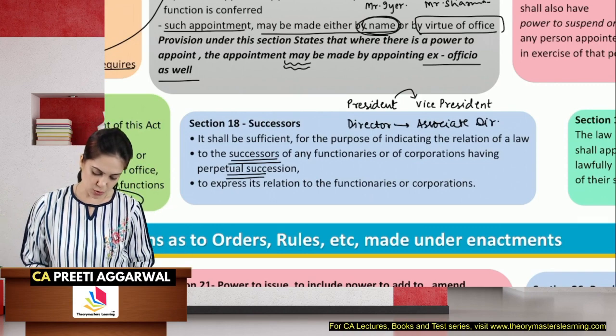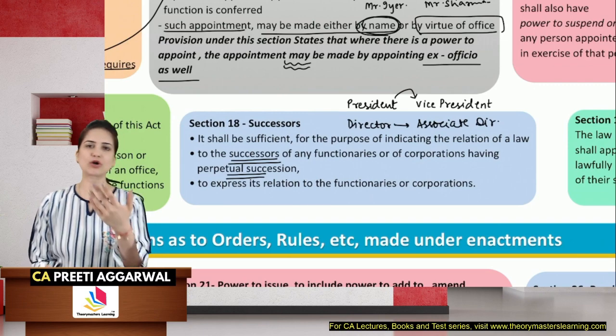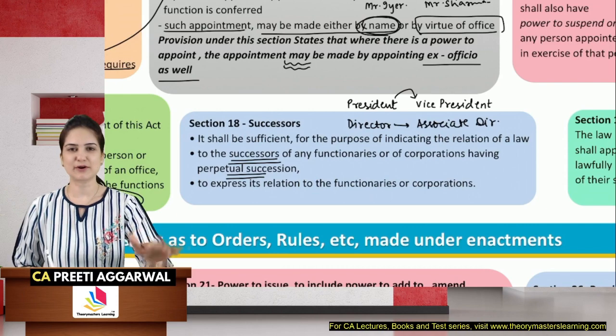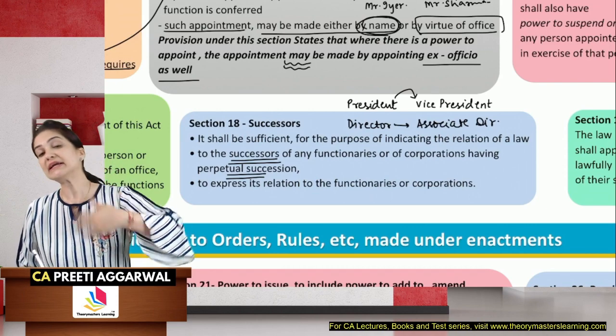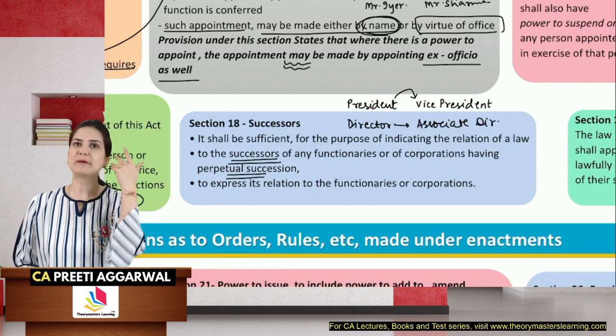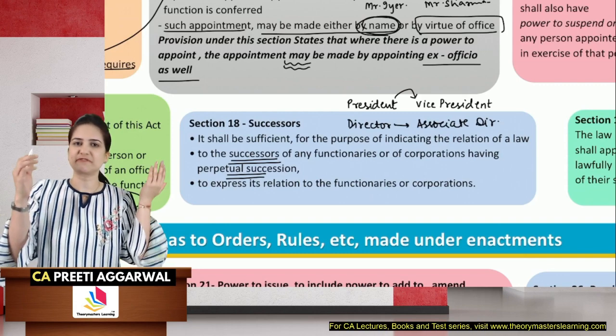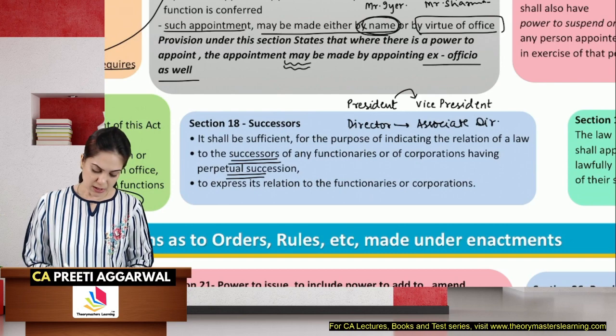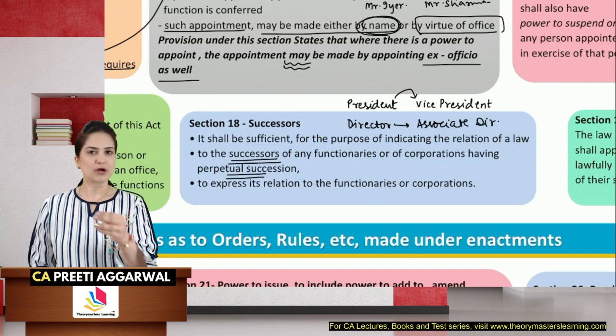Or in case of corporations having perpetual succession, see, your corporation is not going to get over this year at the end of the financial year. It is going to run till it is wound up. So in that case, people may come, people may go. The rules which are framed for a particular person will apply to his successor also. To express relation to functionaries or corporations.